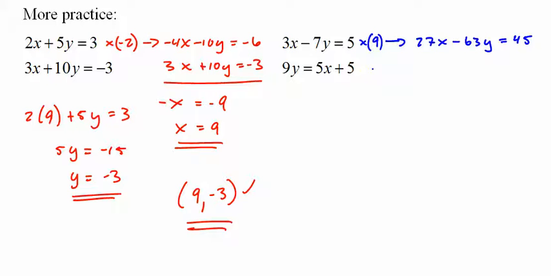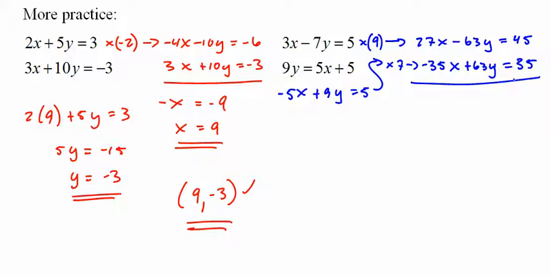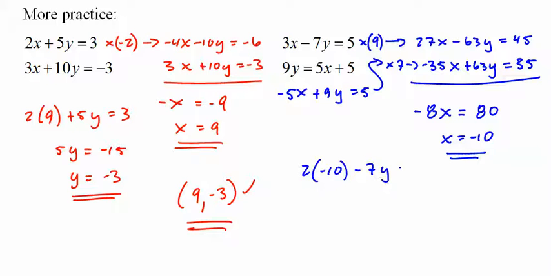And I'm going to move this so that it's -5x plus 9y equals 5. And then I'm going to multiply it by 7. Add it down. We get, yeah, looks good. And again, I'm just going to do it on the fly. 2 times -10 minus 7y equals 5.